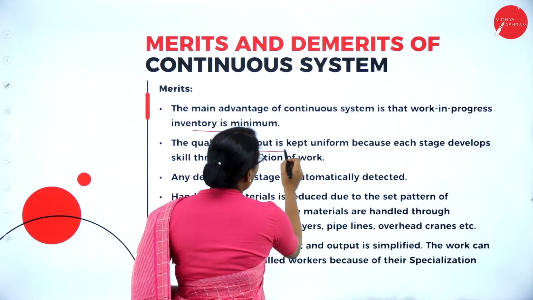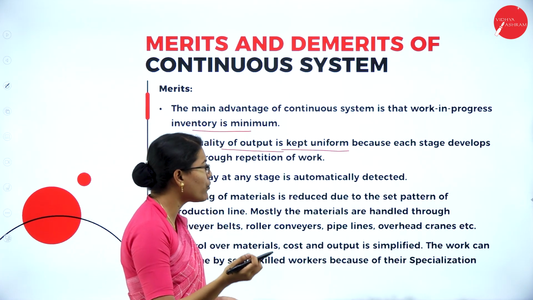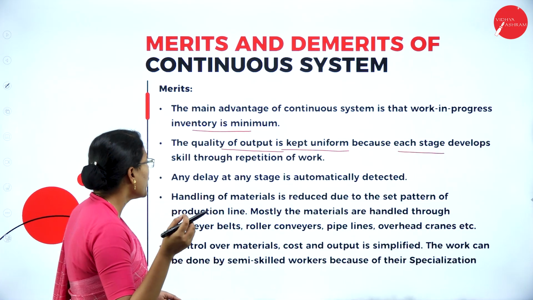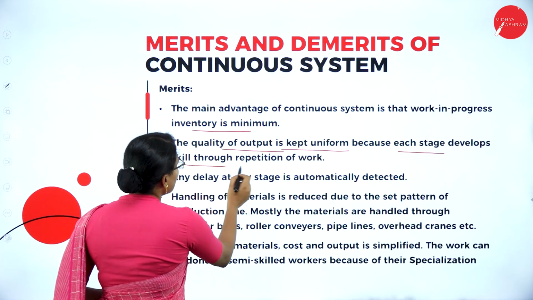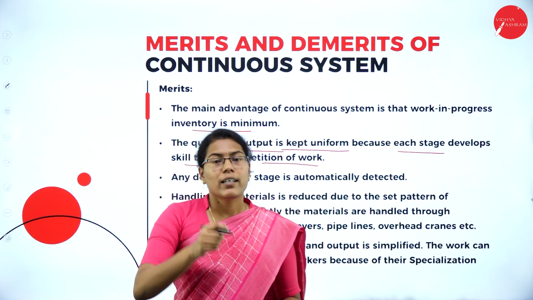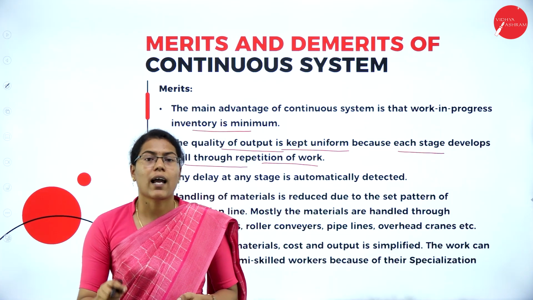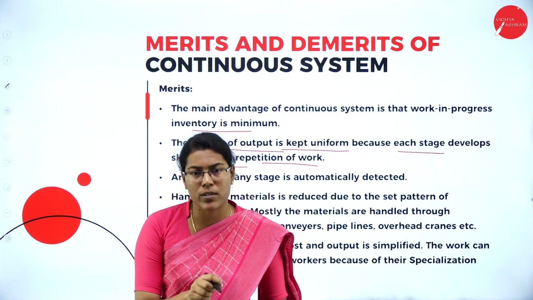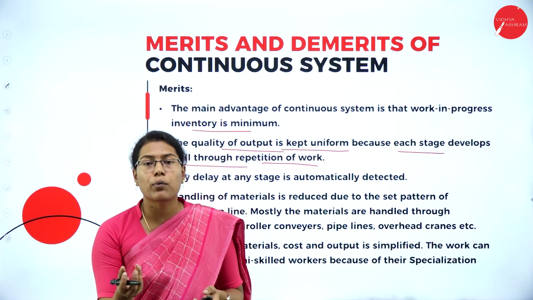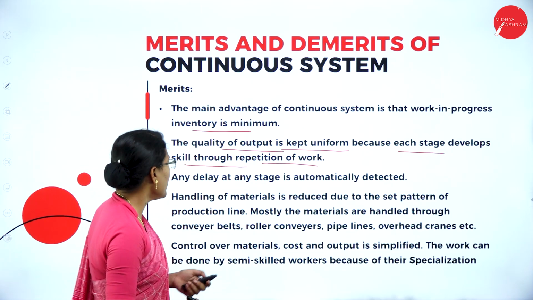Then the quality of output is kept uniform. So here the quality of the finished goods or a product is always uniform, because each stage of production goes through skill through repetition of work. Because here a product passes through a standardized set of process and it passes through the same process. So there is no chance that the quality of one product differs from the quality of another product. So quality can be maintained.